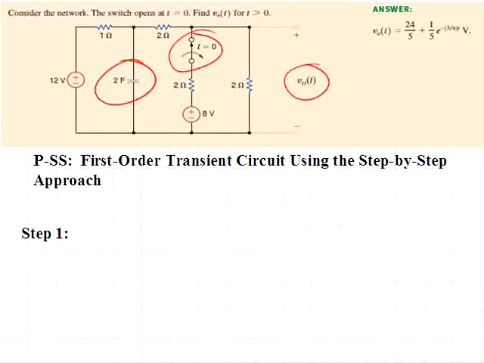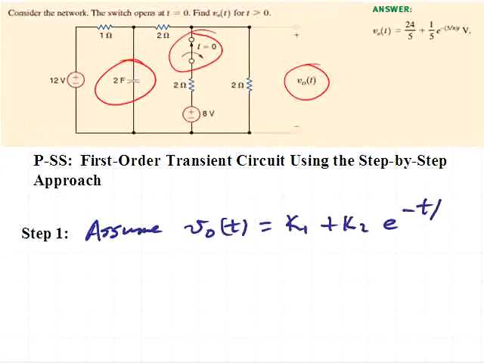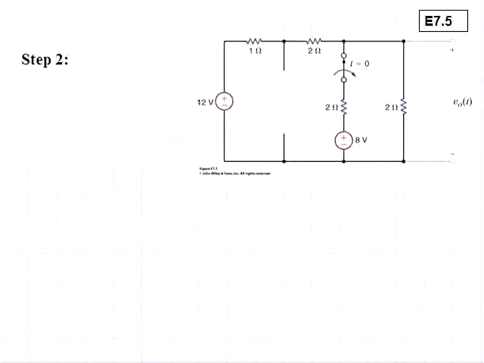The first step in the process is to assume the form of the voltage VO of t is equal to K1 plus K2 e to the minus t over tau, where K1, K2, and tau are coefficients to be determined in the following steps. In step 2, we look at the circuit conditions at t equals 0 minus, and we'll want to find the condition of the capacitor VC at 0 minus.